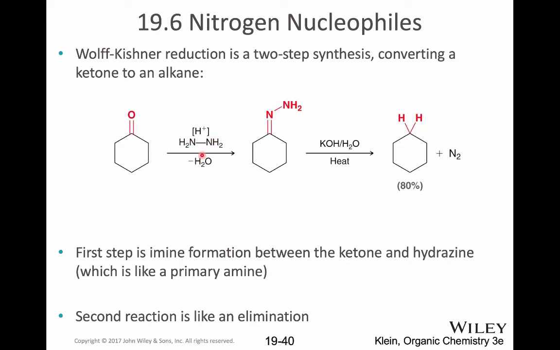So what you can do with hydrazine is take a ketone or an aldehyde and very easily make this imine intermediate here. Once you have this imine intermediate, you can use a strong base and heat and eliminate nitrogen gas to make the alkane. This overall two-step process is called the Wolff-Kishner reduction. It's where you can take a ketone and convert it to an alkane. The first step is imine formation, which is like the primary. So we're not going to go over that mechanism. We're going to go over the mechanism of this second step here.